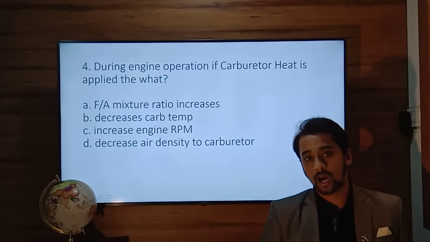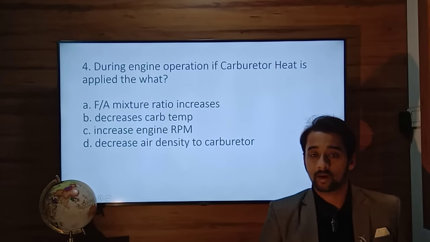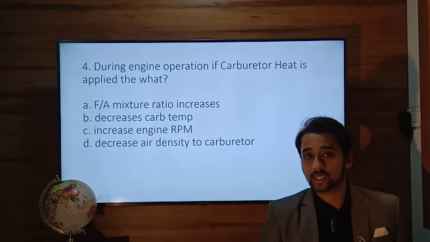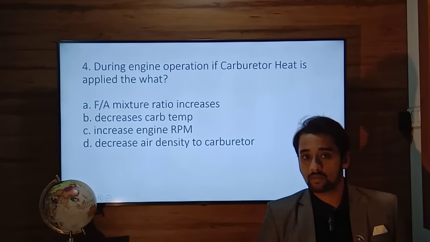So whenever you use carburetor heat, if you have flown, you must be knowing this, that when we use carburetor heat, automatically the engine RPM, revolutions per minute, drops by 100 to 200 RPM, sometimes 100, sometimes 150 RPM.